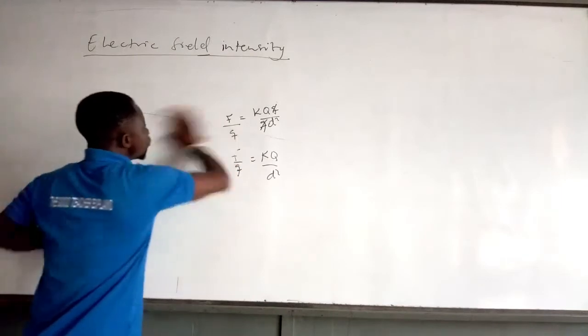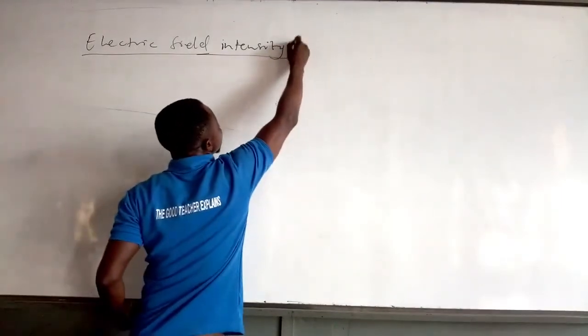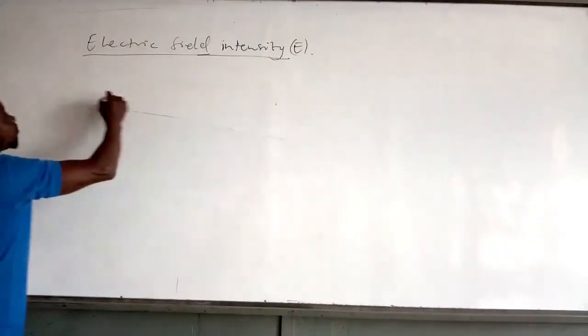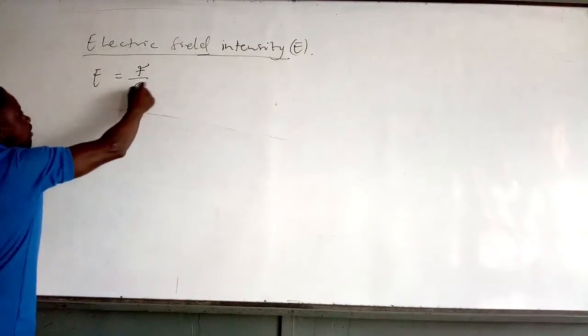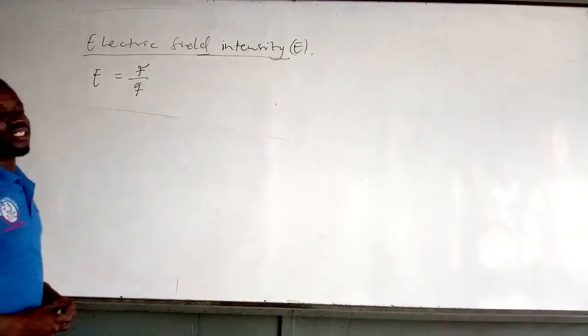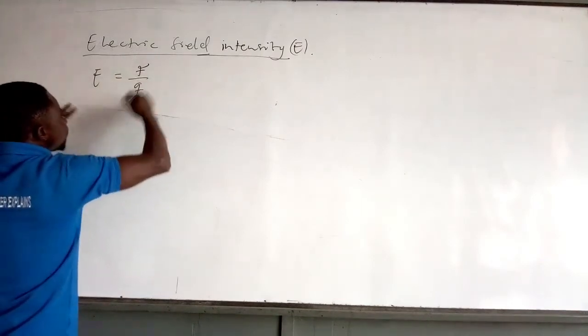Good. So we say that the symbol for electric field intensity is E. And we say that the electric field intensity, E, is defined as the force per unit charge placed at a point in an electric field. Alright, the force per unit charge placed at a point in an electric field.